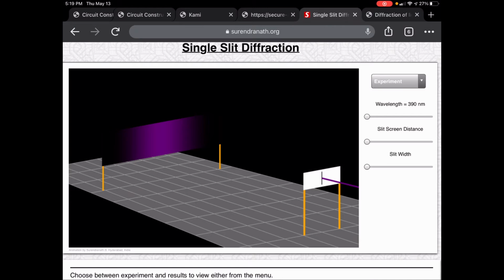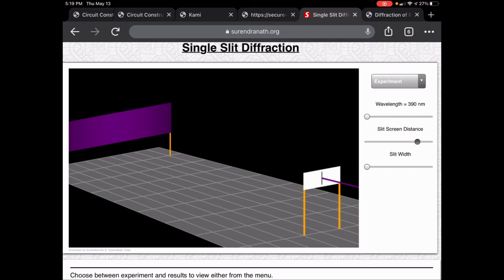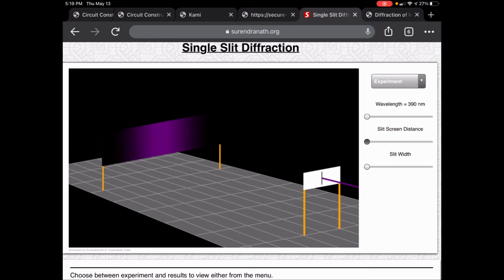Slit to screen distance: as that goes up, you can see the bright fringe is also getting wider, but it's very broad. It's not sharp at all. And so the distance between adjacent bright fringes is also getting farther apart. If we take the slit width and increase it, well, notice what happens. Increasing the width decreases what we're looking at here. So we can easily change the equation accordingly.